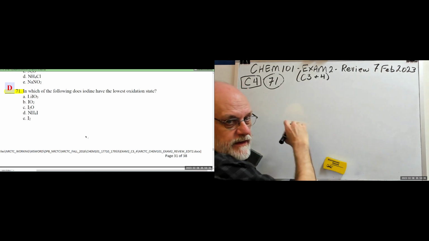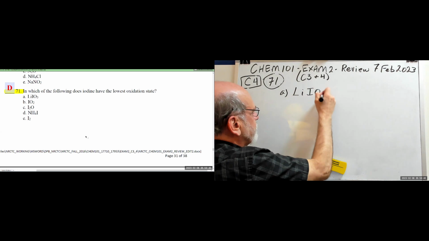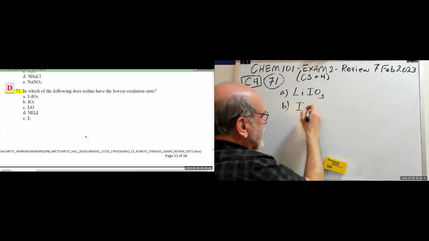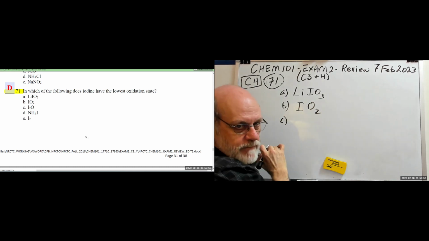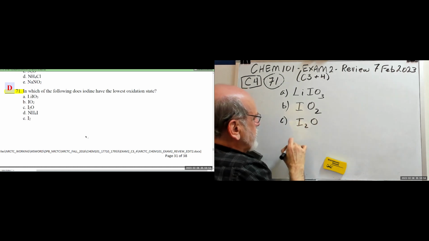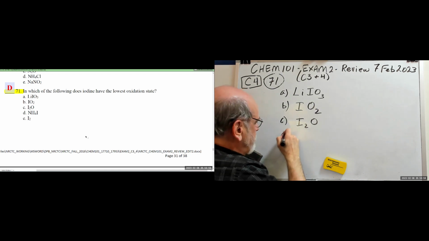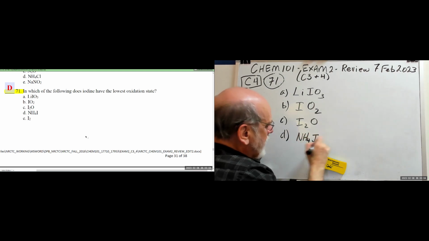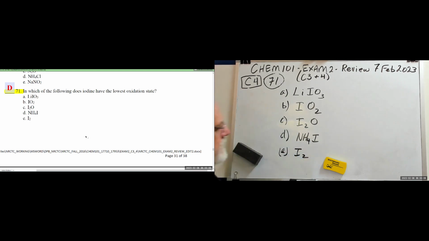All right, lithium iodate. Okay, B, iodine dioxide. Iodine monoxide. Diiodine monoxide. Ammonium iodide, and E, elemental iodine. This one's easy.